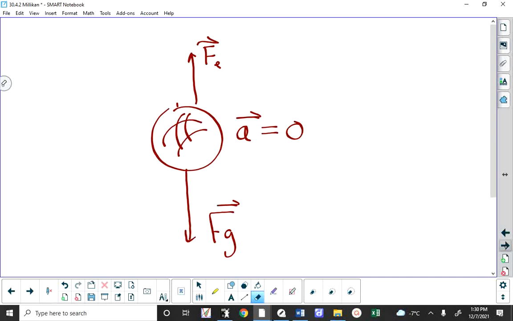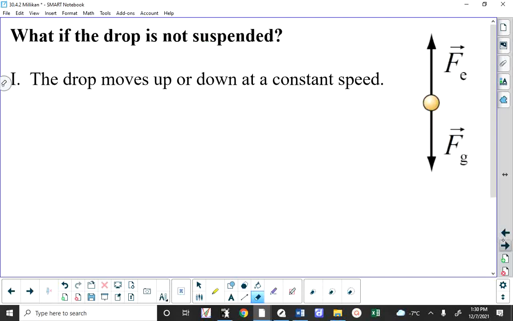Okay, so then we have to talk about what if the drop is not suspended. Now this first situation really throws people. I tell you the drop is moving up at a constant speed of 2 meters per second.